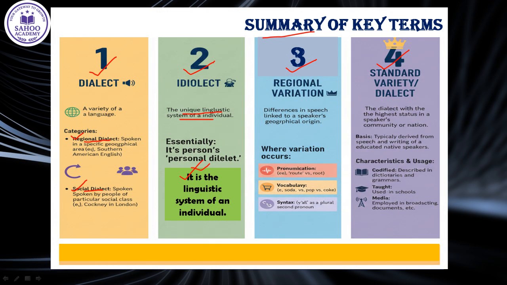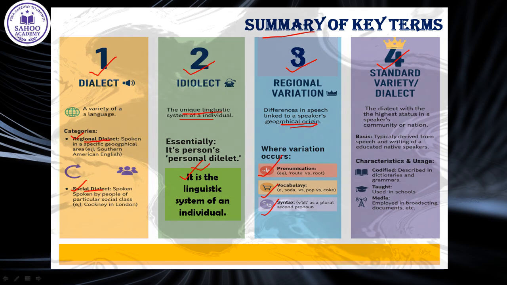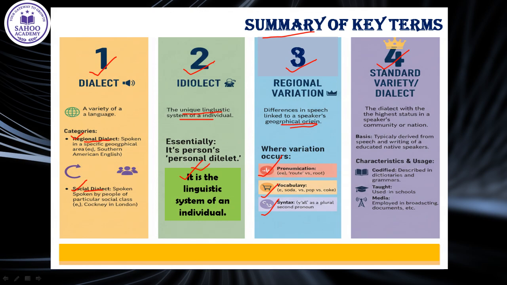Then comes regional variation. This is simply the variation in speech according to the particular area a speaker comes from. This variation can occur in pronunciation, vocabulary, and even grammar and syntax. And finally, the standard variety or dialect. This is the variety of language which has the highest status in a community or nation. It is the one typically based on the speech and writing of educated native speakers, and it is the one described in dictionaries and grammars, taught in schools, and used in the media. So to visualize this, every individual has his own idiolect. These idiolects group together to form various dialects, which are shaped by regional and social variations. And from among these, one dialect is elevated for socio-political reasons to become the standard variety.